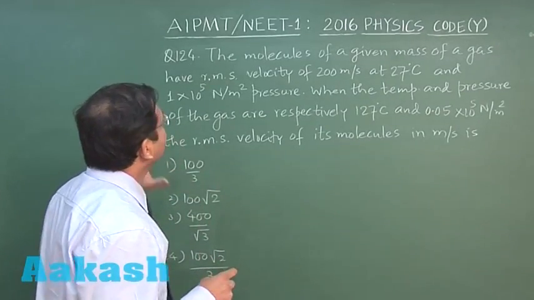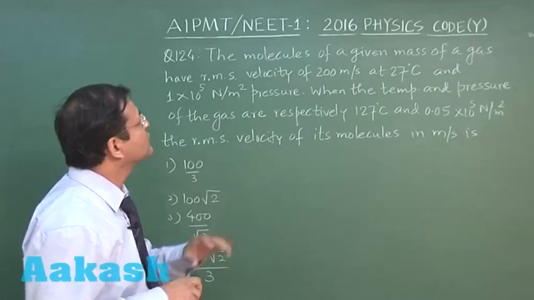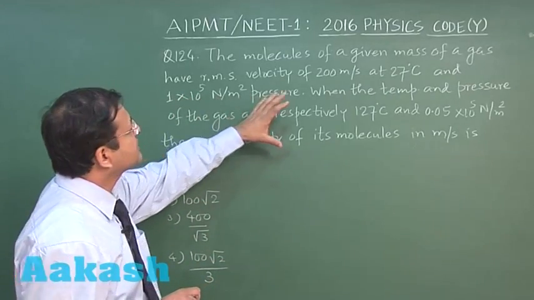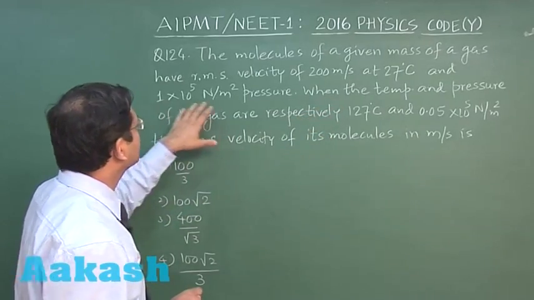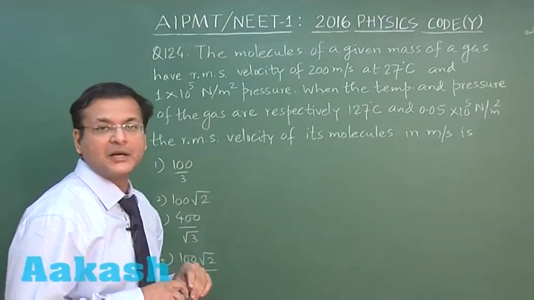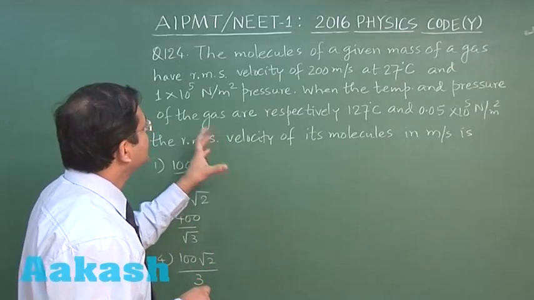Now this question 124 is based on RMS speed. Here you see the RMS velocity has been given as 200 meter per second at temperature 27 degrees Celsius and pressure 10 to the power 5 Newton per meter square. Now the temperature and pressure have changed.